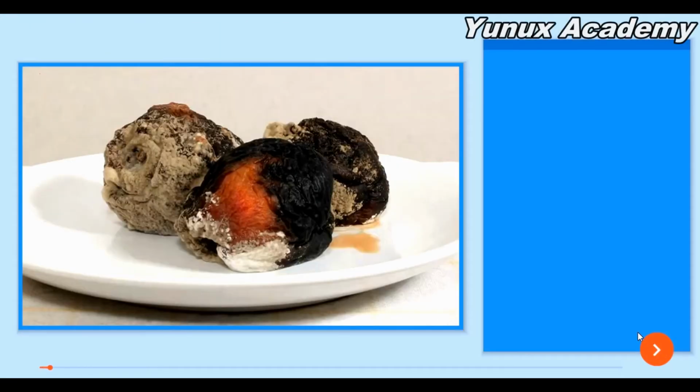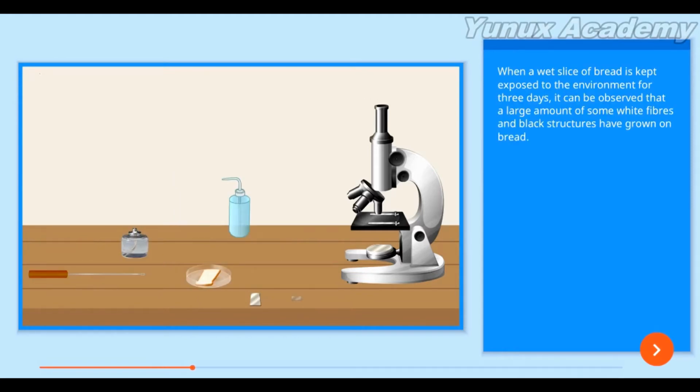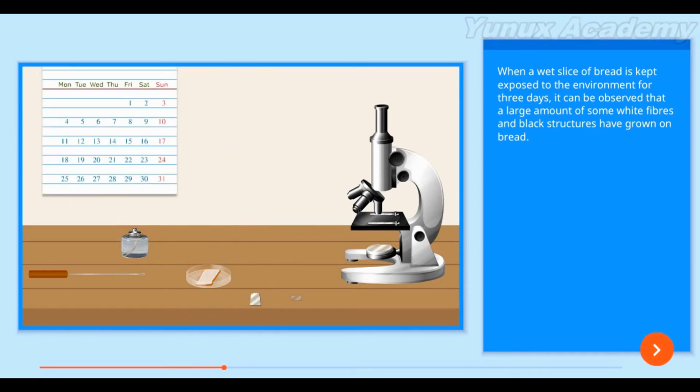Now, we will do an activity to identify the types of microorganisms that grow on food, turning them unsuitable for consumption. For this, take a small slice of bread, some water, a Petri dish, an inoculating loop used in the laboratory, a glass slide, a cover slip, a spirit lamp, and a light microscope. Now, keep the slice of bread in the Petri dish and spray some water on it. Keep this exposed to the environment for 3 days. After about 3 days, some white fibers and patches with black structures can be observed on the bread.